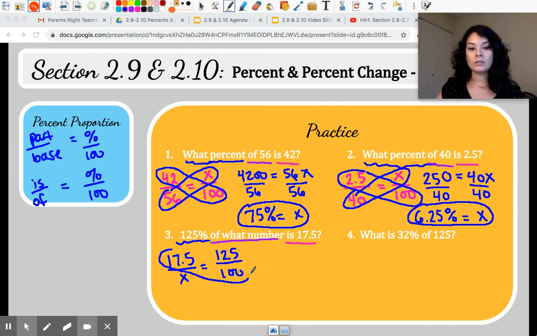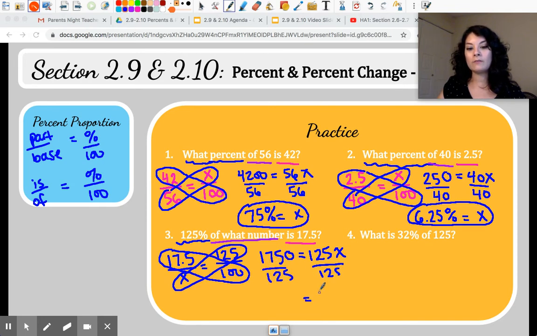I'm going to cross multiply to get my cross products. So one of my cross products is going to contain 1750. This is going to be equal to my other cross product of 125x. I solve the one step by dividing both sides by 125. And when I do this in my calculator, I get 14. And I don't put the percent symbol this time because I was finding my base. I was not finding the percent. I was finding this value.